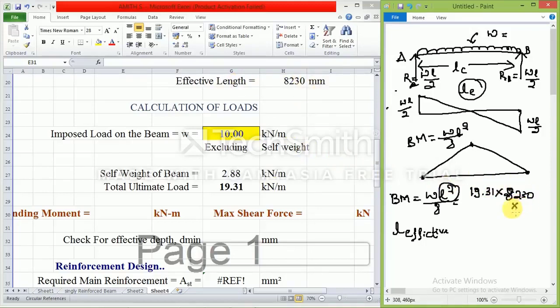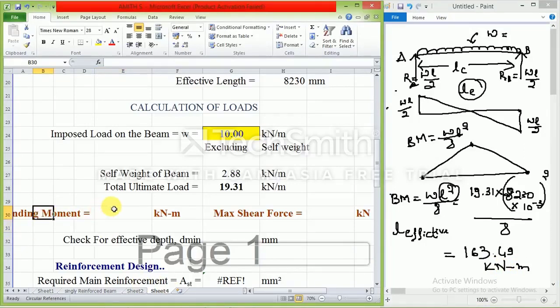So I am just converting it into 10 power minus 3, whole square, WL square divided by 8. If I calculate this, it comes to be 163.49 kilonewton meter. Okay, the same thing I am going to calculate here. So this is the bending moment I told you.